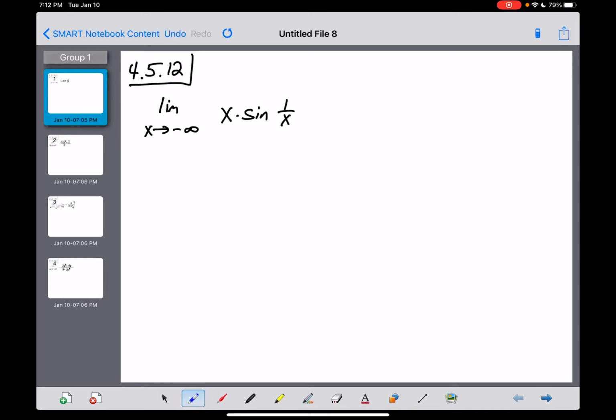Number 12 here, it's the limit as x is approaching negative infinity of the product of x times the sine of 1 over x. And what we would always want to try to do first with one of these limit problems is try to do plug and chug. Well, problems show up right away.